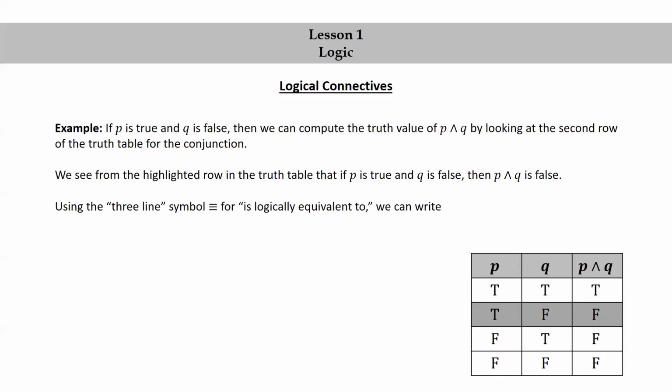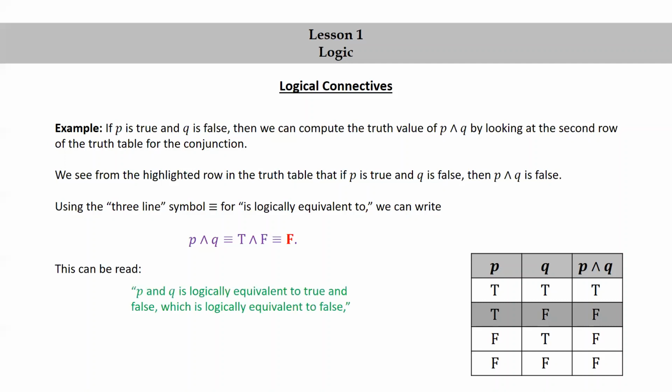Using the three-line symbol for is logically equivalent to, we can write P and Q, three-line, true and false, three-line, false. This can be read, P and Q is logically equivalent to true and false, which is logically equivalent to false. Or more simply, P and Q is false.